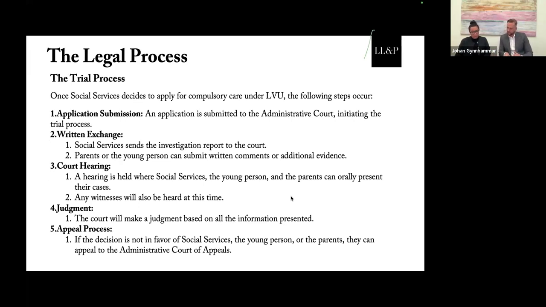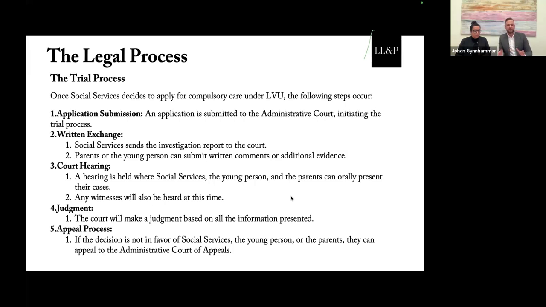We then have the trial process. And once the social services decides to apply for compulsory care under LVU, these are the following steps that will occur during the legal process in the court system. First of all, there will be an application that is submitted. And now we are talking about applications for LVU. We will talk a bit more about termination of LVU because that's a different question. We will come back to that. But the social services will apply to the administrative court initiating the trial process.